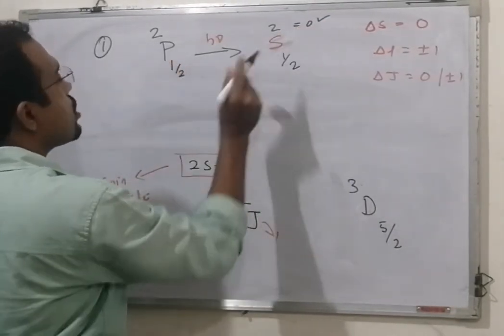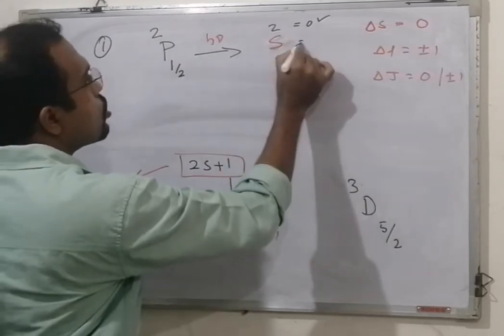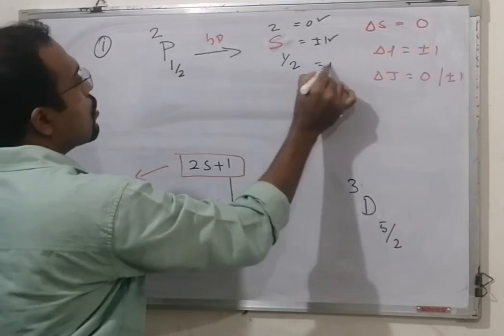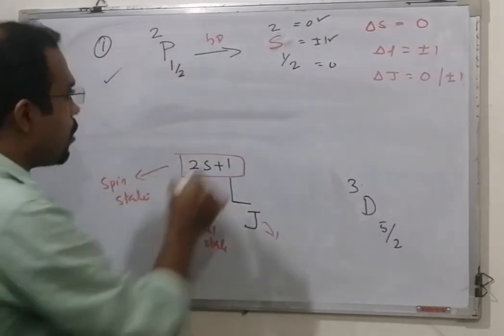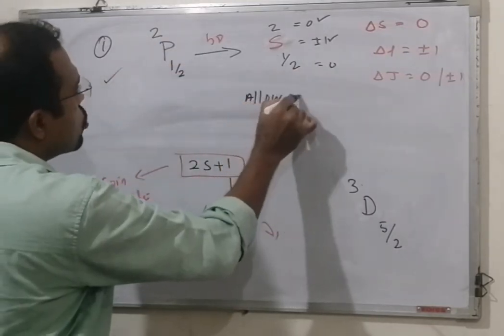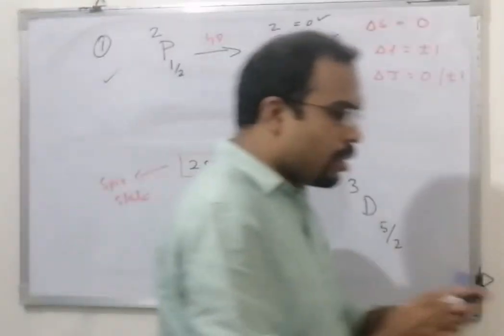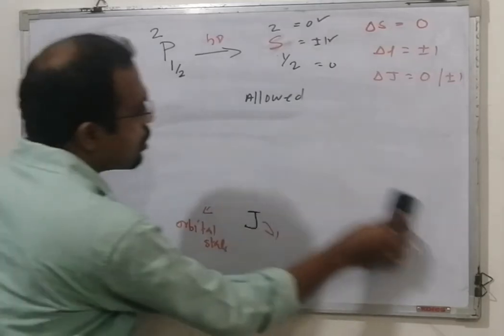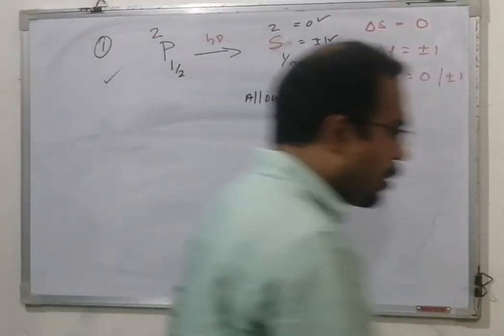P S, that is P to S or S to P, then plus or minus 1. Allowed. This is 0. Therefore, this transition is allowed. Allowed transition. Very simple. You are getting one simple 4 marks in your competitive examination if you remember all these tricks, all these concepts.